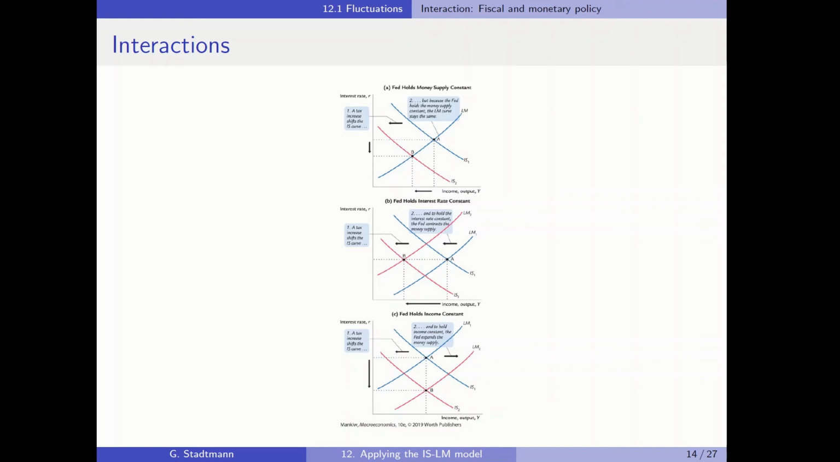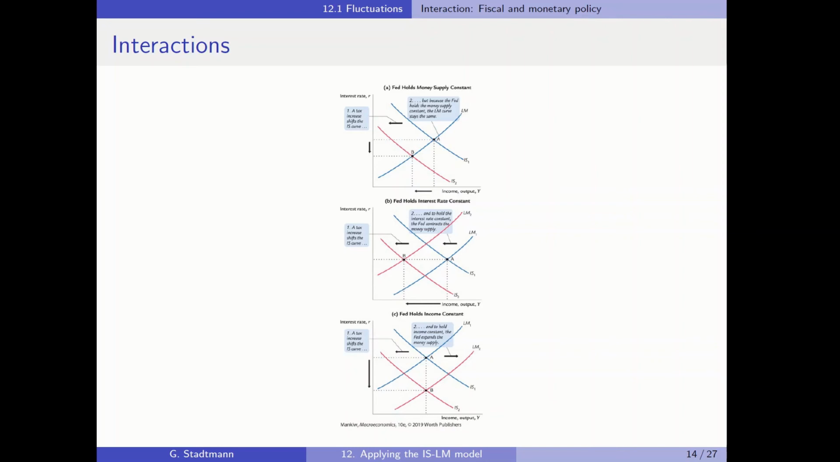In the second part, panel B, the question is asked, what happens if the central bank holds the interest rate constant? In panel A, the interest rate decreases from A to B. What if the central bank holds the interest rate constant, and has to implement a restrictive monetary policy in order to do so? Therefore, the LM curve shifts to the left, and we end up in scenario B.